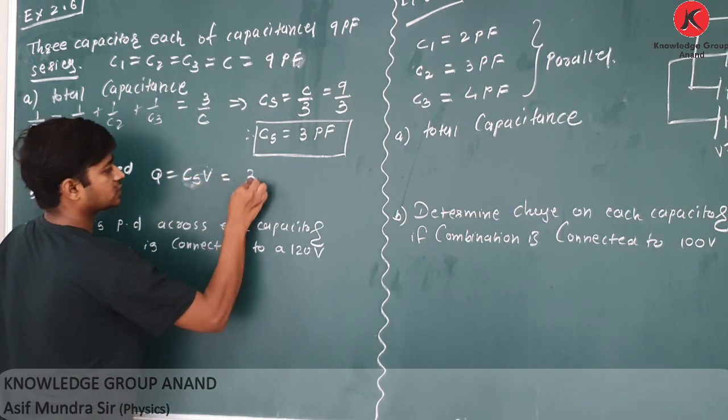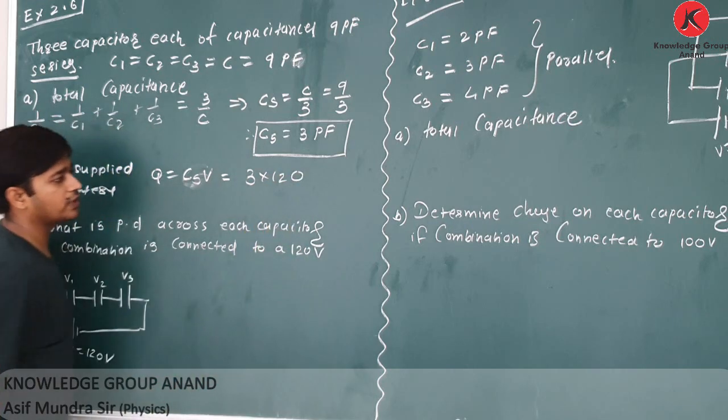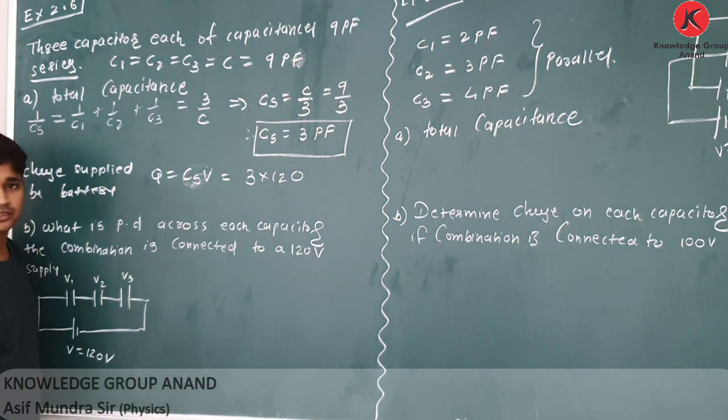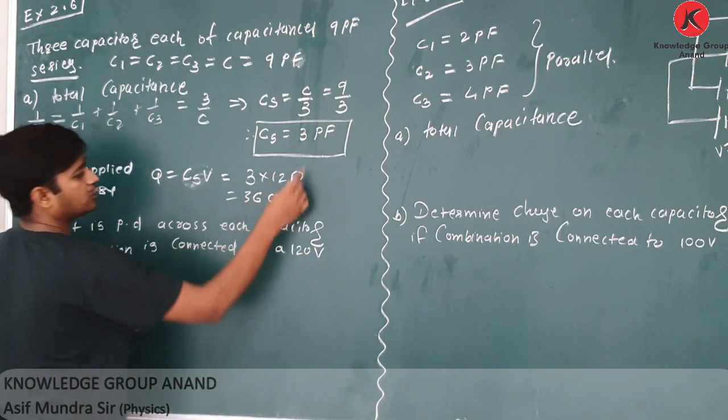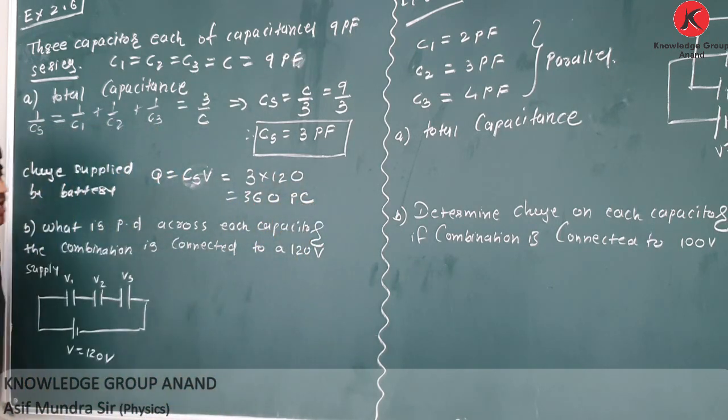What is value of Cs? 3. What is value of V? 120. Okay, 12 into 3, it is 360. It is pico, so I can say it is picocoulomb. Any doubt? So what is charge supplied from this battery? It is 360 picocoulomb. Now in series connection, we know that charge is same.